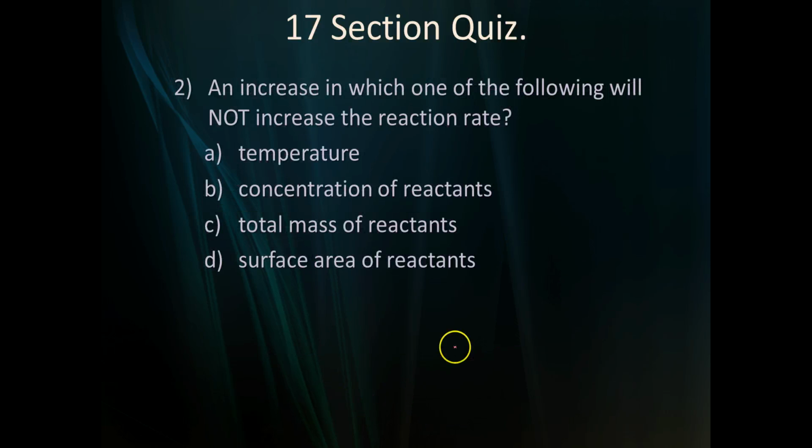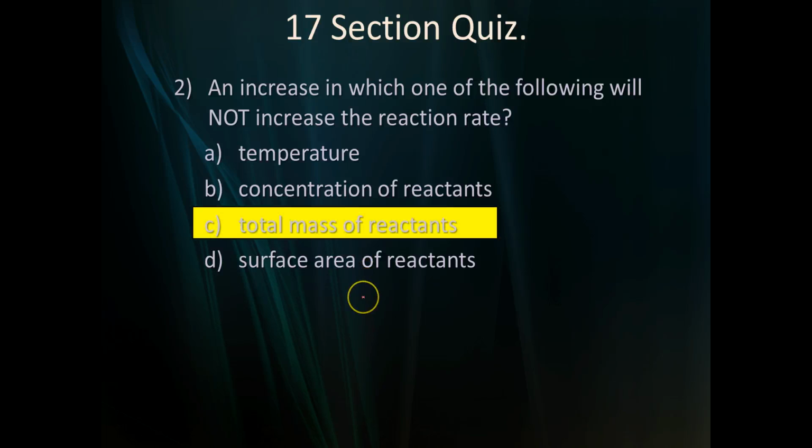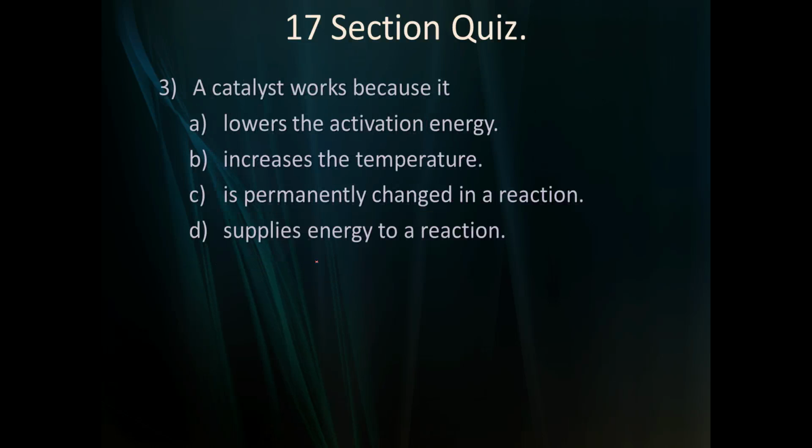Number 2, an increase in which of the following will not increase how fast the reaction occurs? Temperature, concentration, total mass, or surface area? What do we think? The correct answer is total mass, because remember, temperature, concentration, and surface area are all part of how fast the reaction goes.